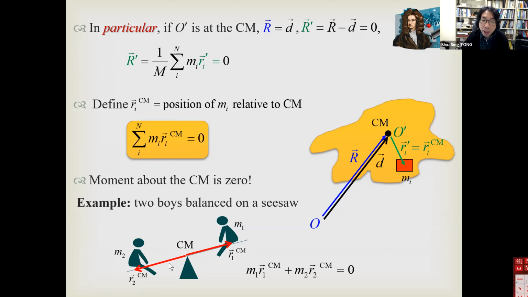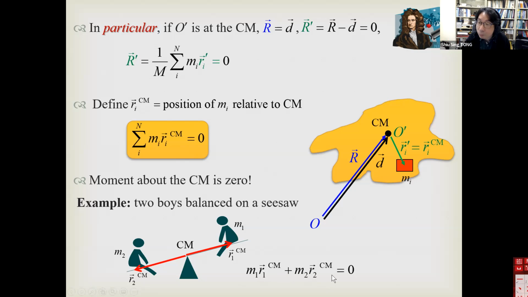And by a simple balancing of moments you learned in high school, you can see that M1 R1^CM is equal in magnitude to M2 R2^CM. And if the two vectors are in opposite directions, the sum of these two terms will become 0. And that simply means the two boys now balance at the center of mass position, right? That is a simple moment equation you learned in high school. If you multiply the equation with g, that means the balancing of moment on both sides of the seesaw.